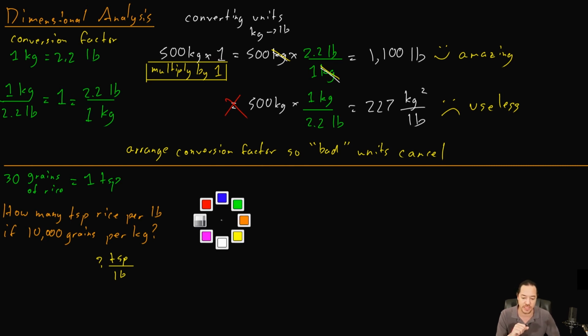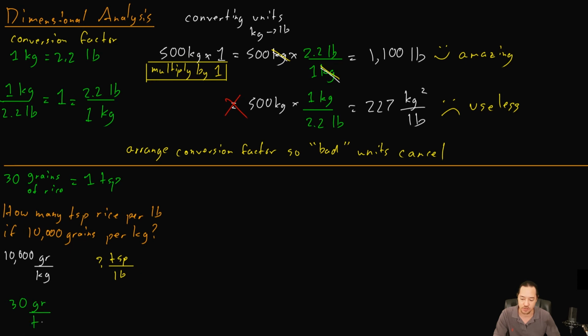Okay, cool. What do we know? Well, we definitely know that there are 10,000 grains of rice per kilogram. We're given that information right here, right? And we also have a conversion factor. We know that there are 30 grains of rice per teaspoon, and we have another conversion factor from up here. We know that there is 1 kilogram for every 2.2 pounds. Okay, this is what we know. We've identified everything. Let's set up and execute this problem now.